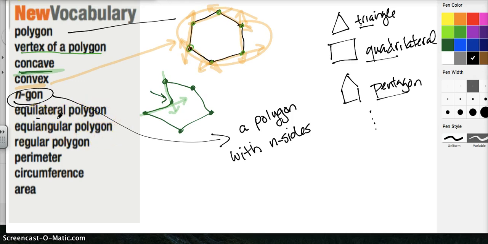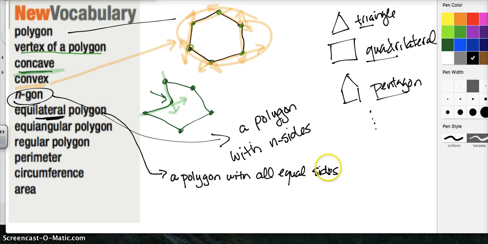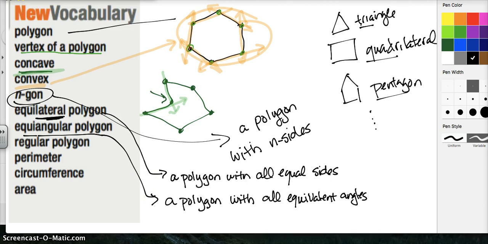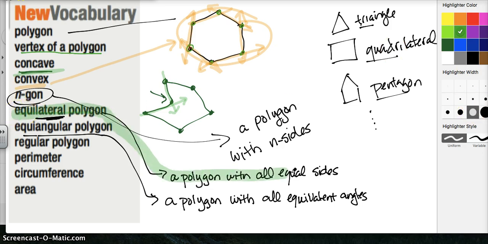Equilateral, the word lateral refers to sides. So if I have an equilateral polygon, I'd be referring to a polygon whose sides are all equal to one another, or congruent, right? And if I have an equiangular polygon, what I'd be referring to here would be a polygon with all equivalent angles. So with our equilateral polygon, we're dealing with the sides and they're all equal. And with our equiangular polygon, we're dealing with the angles and they're all equal.